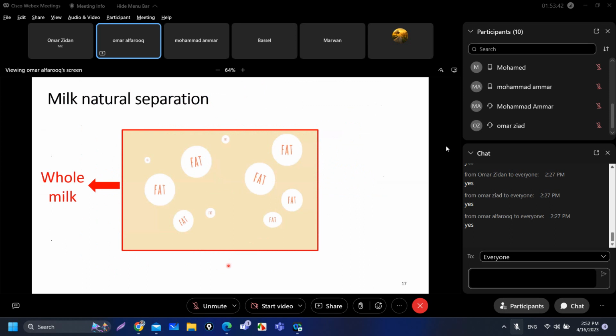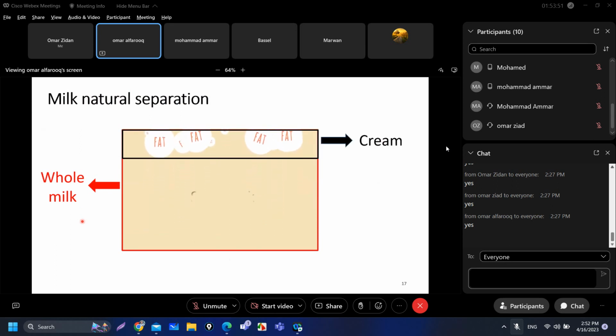We just have the whole milk. If you just milk the cow and let it sit for a while, okay, the fat globules will float in the solution. This high fat content, we call it the cream, as I said. The lower part, or the part that will remain, is the skim milk. Yes, skim milk also contains some fat, but it's negligible compared to the cream.